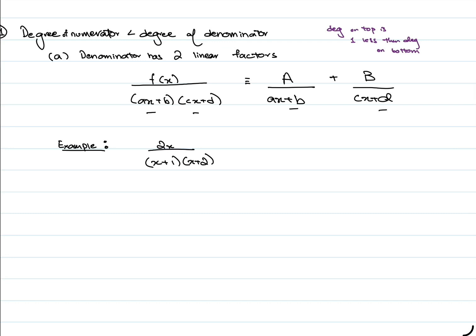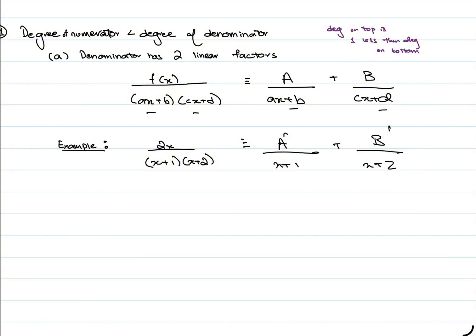Let's do an example. 2x upon x plus 1, x plus 2. Let's write that as equivalent to a upon x plus 1 plus b upon x plus 2. What we're trying to do is solve for a and b to find the numerator. The degree on top is going to be one less than the degree on bottom. Degree means the highest power of x in the numerator is less than the highest power of x in the denominator.